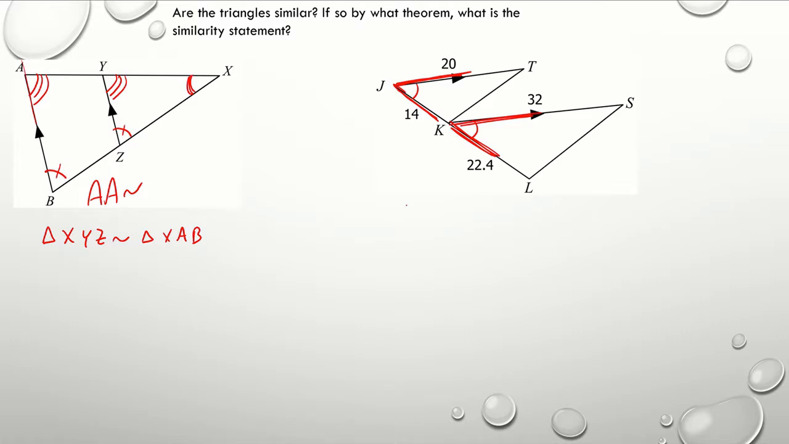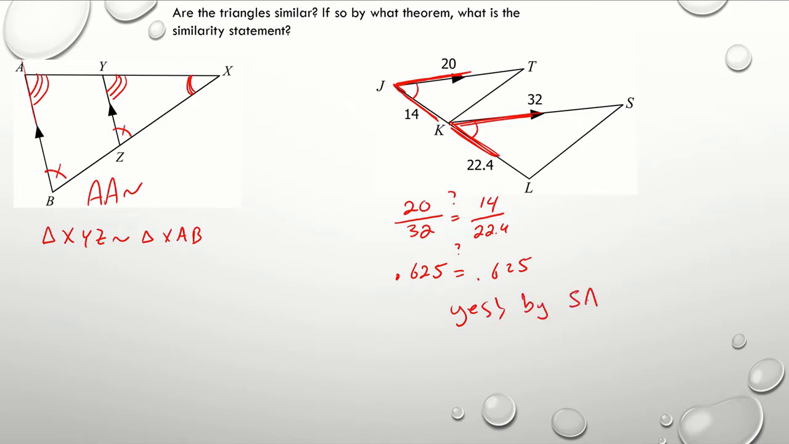And so I have to check, are they proportional? So I check 20 over 32, and is that the same as 14 over 22.4? I'm going to put in my calculator, 20 divided by 32, and I get 0.625, and I'm trying to check, is that the same as 14 over 22.4, which it is. So in this case, I can say, yes, they are similar by side angle side similarity. And the two triangles that are similar are JTK similar to KSL.